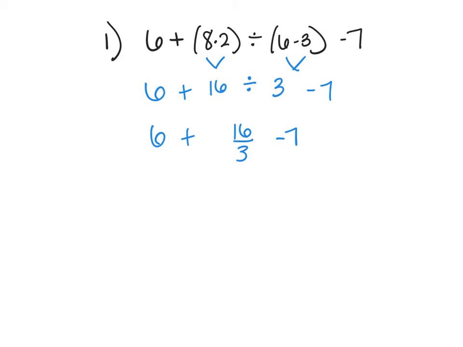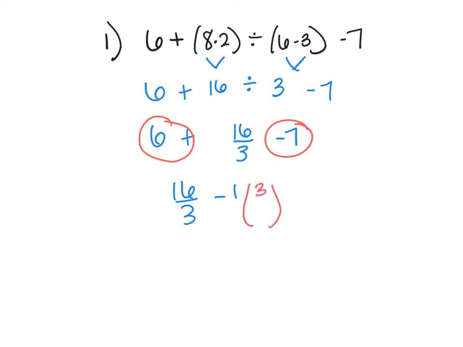Now here we can combine our 6 and our negative 7. So that would give me 16 over 3, and then 6 plus negative 7 is negative 1. And in order to subtract the fraction, we need to make a common denominator. So I can multiply this one by 3 over 3. So I get 16 thirds minus 3 thirds. And then 16 minus 3 is 13 thirds.